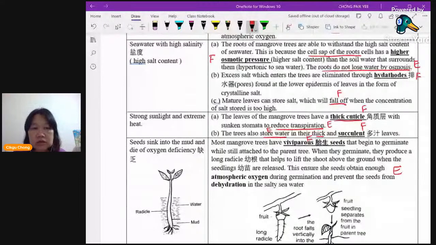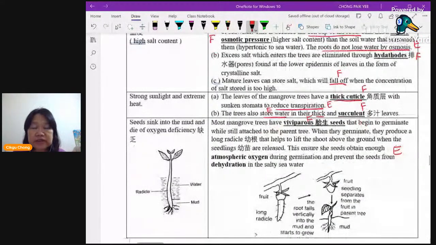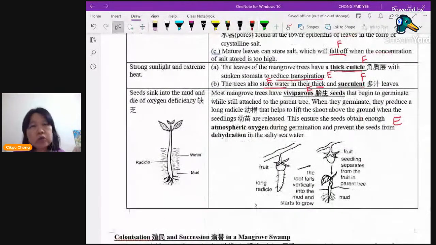Then one more. If there's sand, the mud is very soft. If the seed drops from the parent tree, it can be embedded into the mud and doesn't have a chance to grow. Once it drops into the mud, it will die of oxygen deficiency. So to prevent that, the seed starts growing even before it drops from the parent. These are called viviparous seeds. So they have an adaptation of producing viviparous seeds.